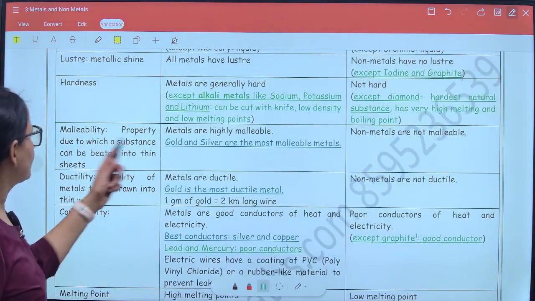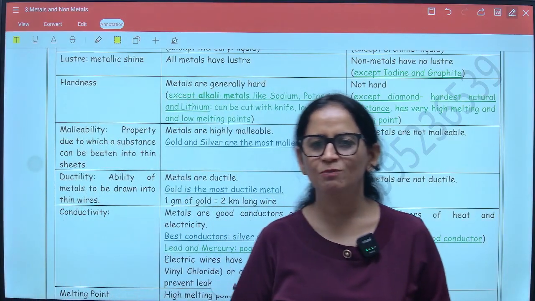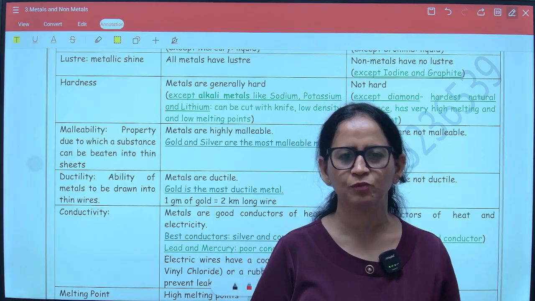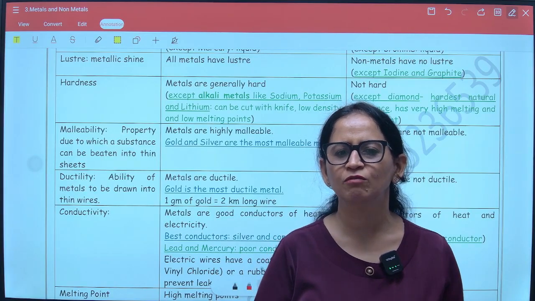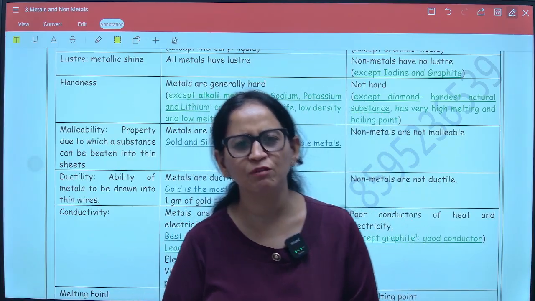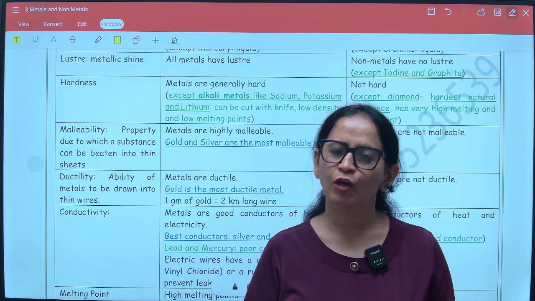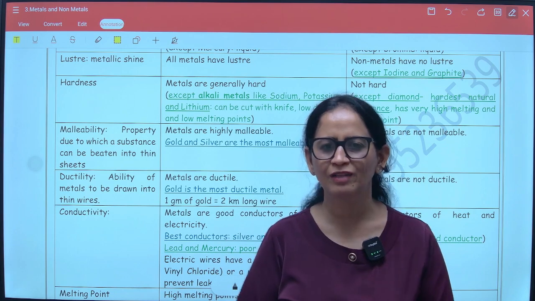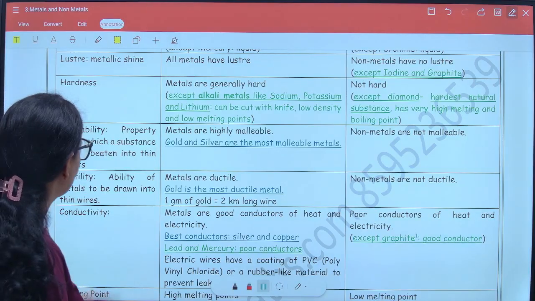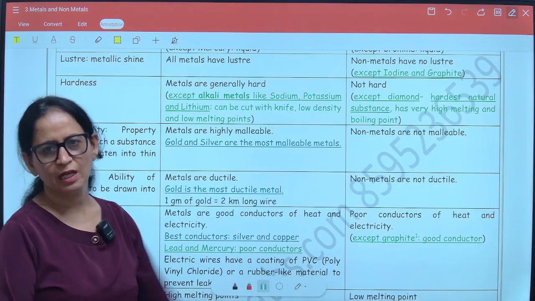Malleability. It is the property by which any substance can be beaten into thin sheets. So you must have seen silver foil on sweets that you order from the sweet shop. It's a very thin silver foil that is there on the sweets. And we have also used aluminum foil in the kitchen. Some people use it for wrapping food, and that foil is also so thin. So all these are made from malleable metals. Gold and silver are the most malleable metals, whereas non-metals are not malleable.